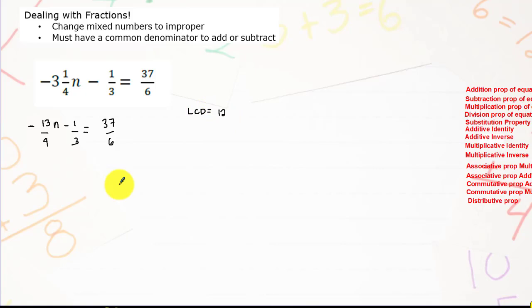We have a separate video on how to find the LCD of fractions. So go ahead and check that, and I'm going to provide a link down below in order for you to review how to find the LCD of fractions.